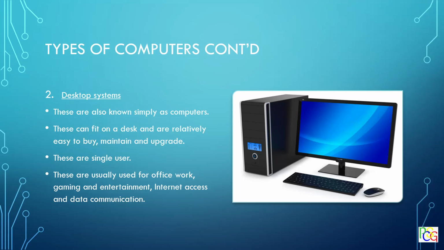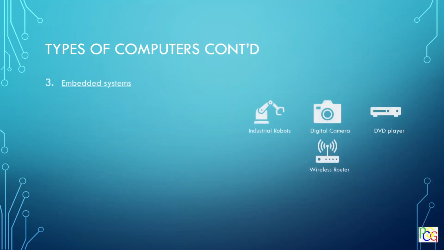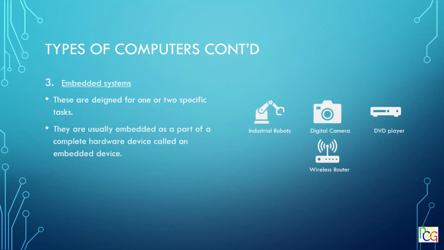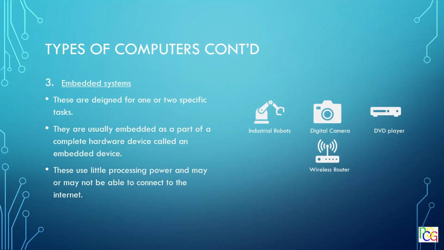Okay, next we're going to look at embedded systems. Those are some examples on the right. These are designed for one or two specific tasks. They're usually embedded as part of a complete hardware device called an embedded device, and they use little processing power and may or may not be able to connect to the internet.